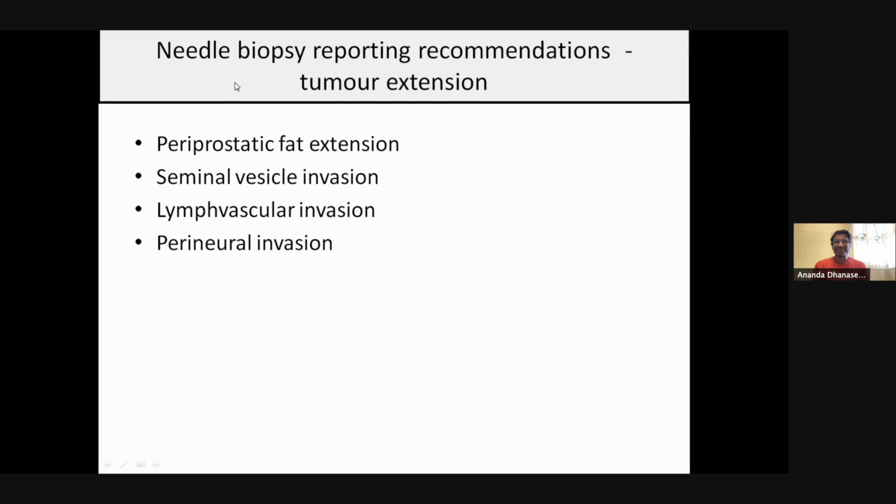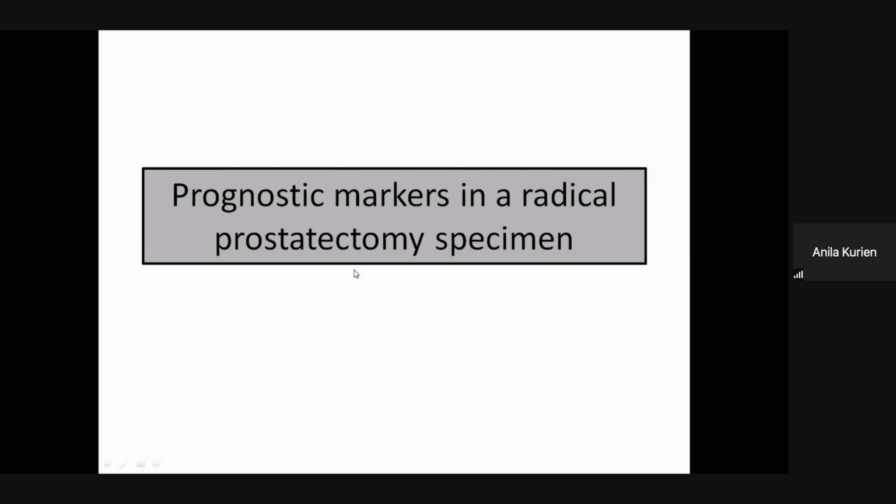Yeah, done. Okay. The needle biopsy, other recommendations that a clinician would want to know: sometimes we may see periprostatic fat in the biopsy and you may have tumor in it. That should be mentioned, because then you can plan your radical prostatectomy, the wider margin accordingly. Sometimes the seminal vesicles may come in through the core. That should be mentioned. Lymphovascular and perineural invasion are the other things to be mentioned.